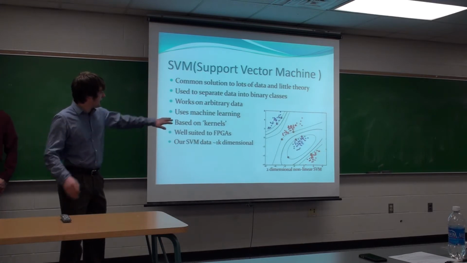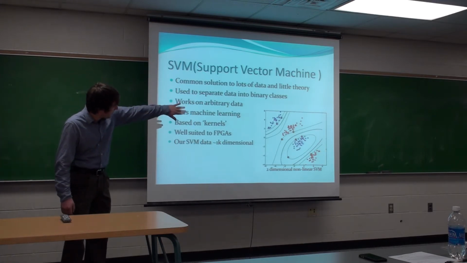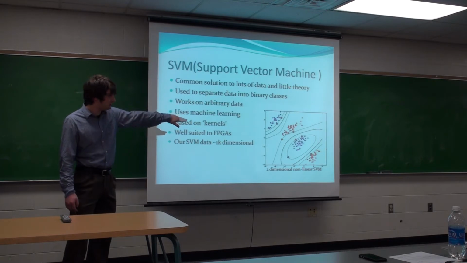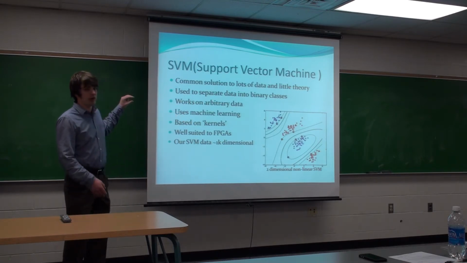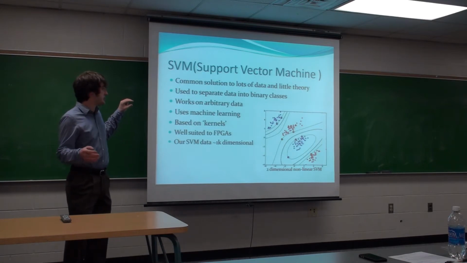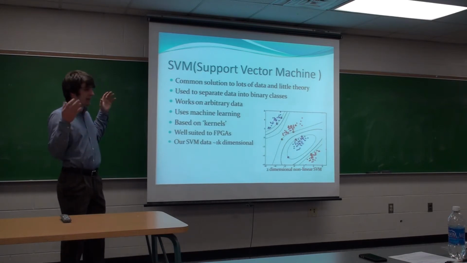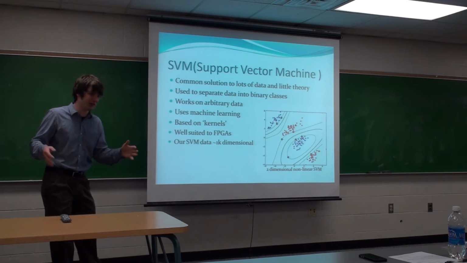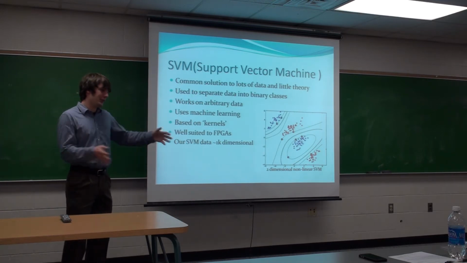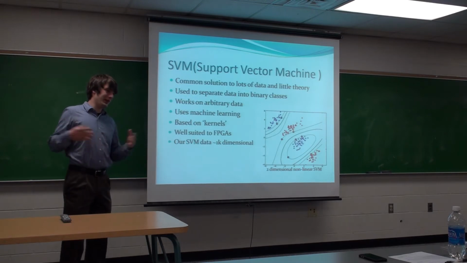You can sort of see down here where it was classifying the blue versus red. It just separates it out. It can work on any sort of data. Basically, if you have a whole bunch of information and you don't know how this information is connected at all, you can throw it into a support vector machine and it'll give you an answer.